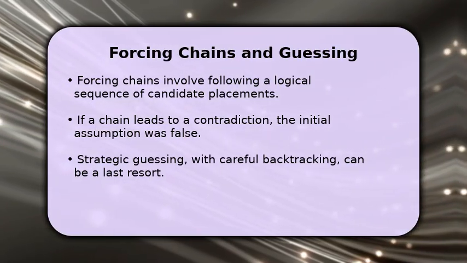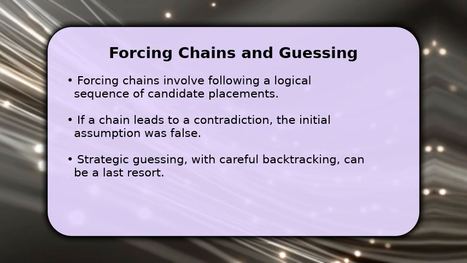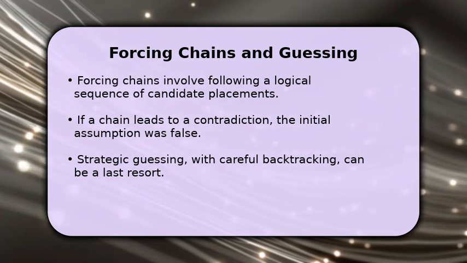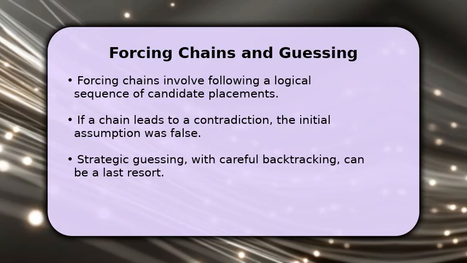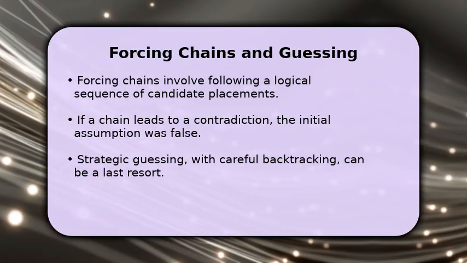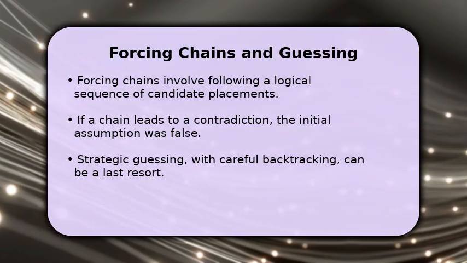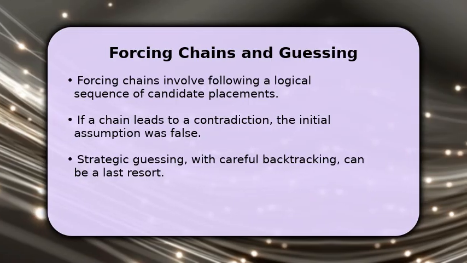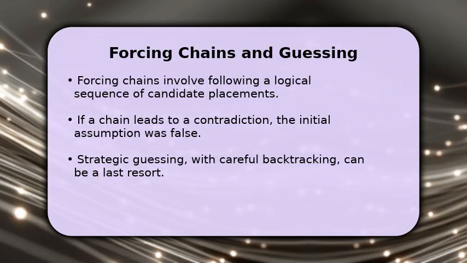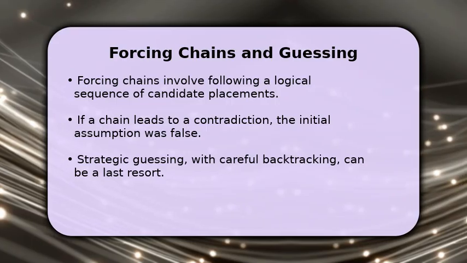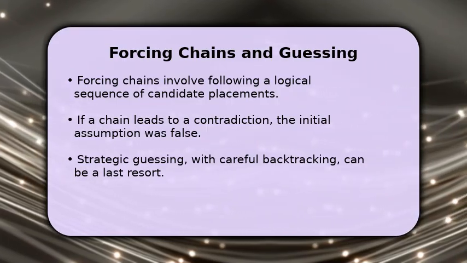Forcing chains involve making a temporary assumption about a cell's value and following the logical consequences. If this leads to a contradiction, your initial assumption was incorrect. While guessing is generally avoided, sometimes a well-informed guess, combined with a clear backtracking plan, can help break a deadlock in the most challenging puzzles.